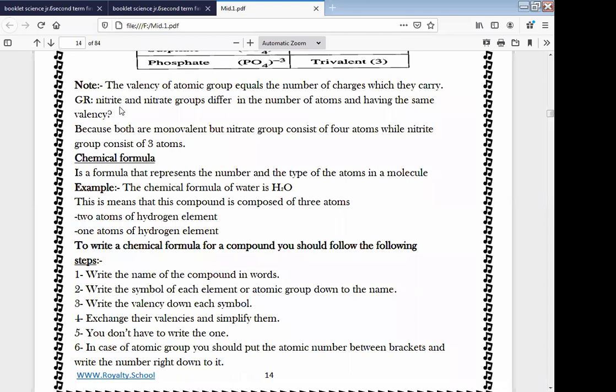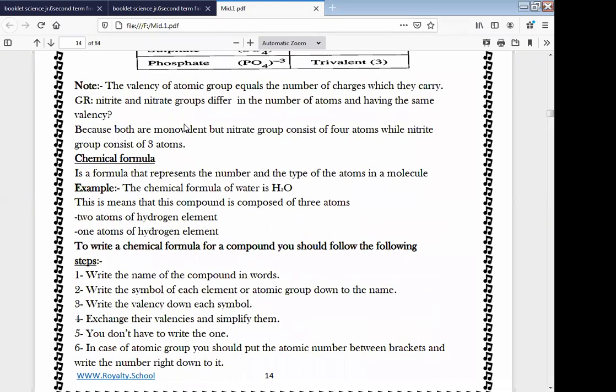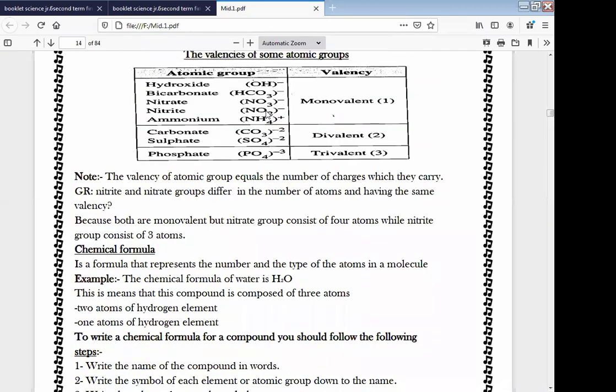Give reason: nitrite and nitrate groups differ in the number of atoms but have the same valency. Nitrate and nitrite, both of them have the same valency, monovalent. Also, nitrate is NO3, nitrite is NO2. Why? Because both are monovalent, but the nitrate group consists of 4 atoms while the nitrite group consists of 3 atoms.